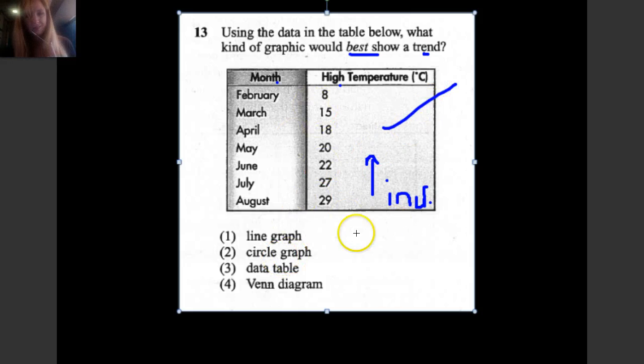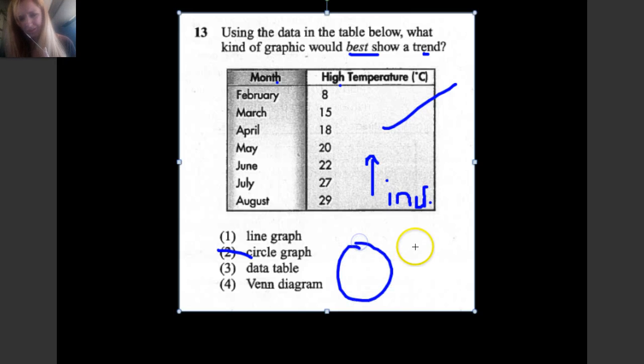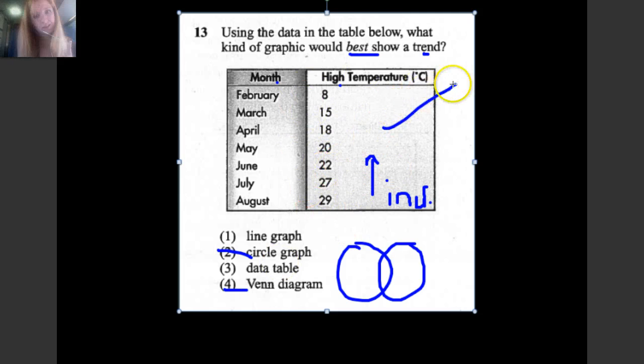Possibly a circle graph. It's not a percentage. Data table. This is a data table, which is not bad. The Venn diagram is where you compare and contrast things. So what would best show a trend? Well, here we can find a trend, right? But it's not as easy as looking at the line graph. So I would say 1, line graph. There we go. All right, ladies and gentlemen, that concludes this lesson.